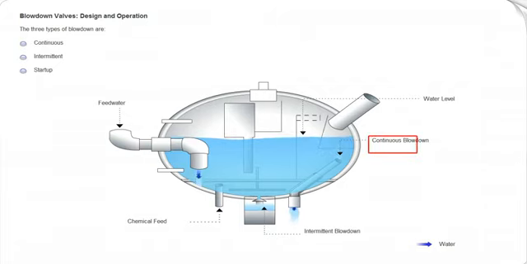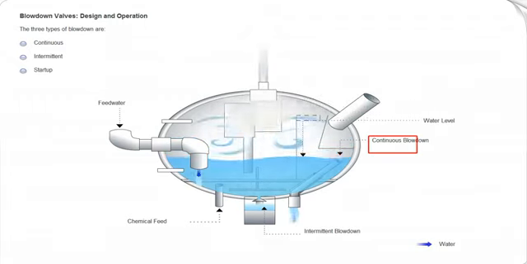Continuous blowdown is the continuous removal of water from the drum. This helps maintain the water chemistry within specifications. The amount of blowdown is adjusted manually based on samples from the drum. Continuous blowdown valves tap into the drum near the normal surface level of the water.